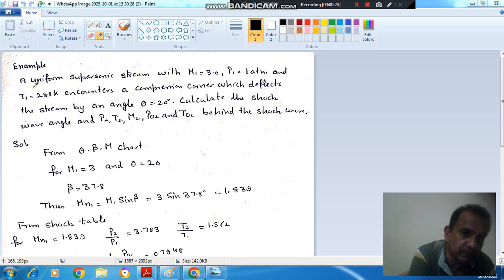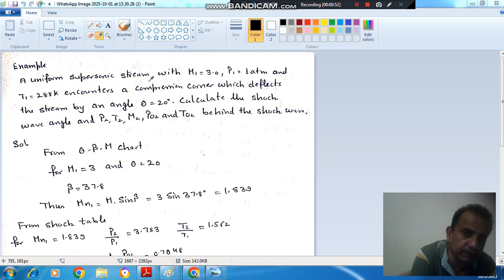First example is a uniform supersonic stream with M1 equal to 3, P1 equal to 1 atmosphere, T1 equal to 288 Kelvin, encounters a compression corner which deflects the stream by an angle theta equal to 20 degree. Calculate the shock wave angle and P2, T2, M2, P02 and T02 behind the shock wave.